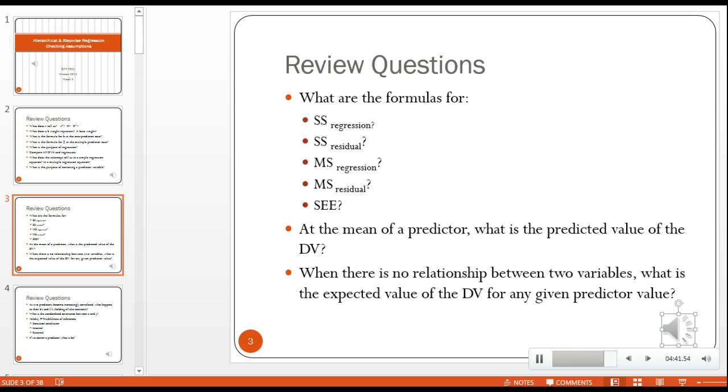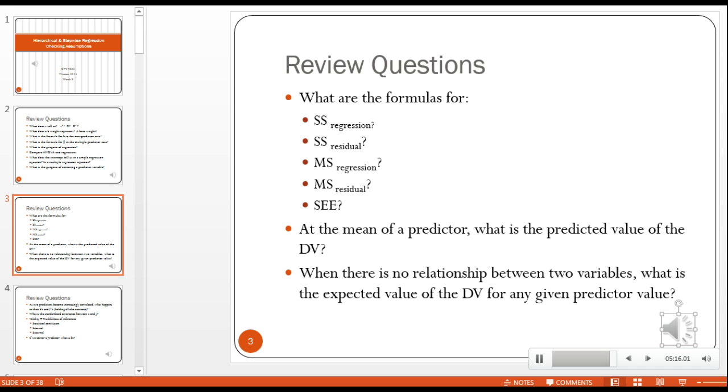Okay, so the SEE is the standard error of the estimate, and conceptually what that is, is the standard deviation of the distribution of residuals. We don't want that standard deviation to be large, because that means that we're not predicting well. We get the SEE by square rooting the MS residual, and we can also get it by the formula of the standard deviation of y multiplied by the square root of 1 minus r squared. So those are the two ways we can get the SEE, which is kind of cool.